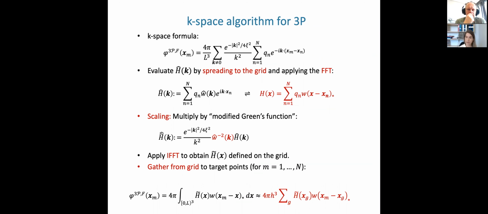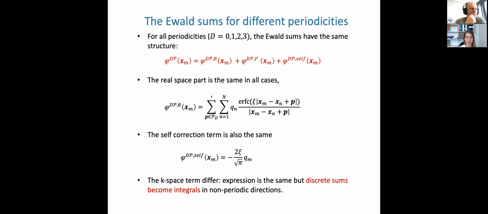Now, this is triply periodic. I said that we wanted to look at different periodicities. So what happens if it's not periodic anymore? The idea here is to still think about it in the Ewald kind of sense. So if we look at all periodicities, I'm going to have a superscript index here, D. So 3 would be the triply periodic.